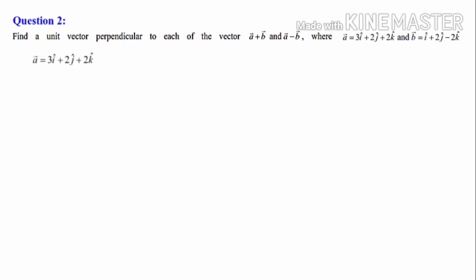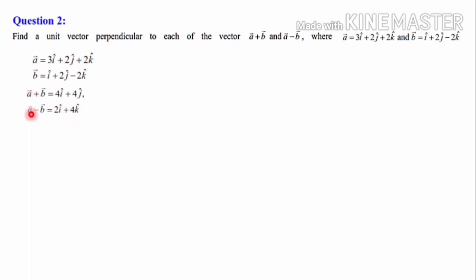So let's take the given vectors as A is equal to 3I cap plus 2j cap plus 2k cap and B is equal to I cap plus 2j cap minus 2k cap. Then we have to go for finding A plus B. So vector A plus vector B is 3 plus 1, that is 4I, then 2 plus 2, that is 4j, then plus 2 minus 2, that is 0. So k cap is not there, 4I cap plus 4j cap. Then vector A minus vector B is 3 minus 1, that is 2I. Here again 2 minus 2, that is 0j cap, so j cap is not there. Then plus 2 minus minus 2, so 2 plus 2, that is 4 k cap.